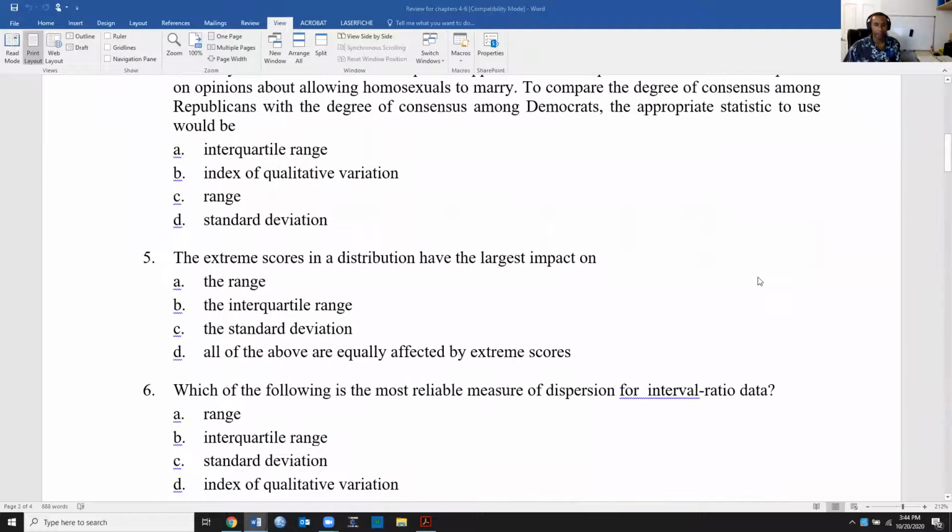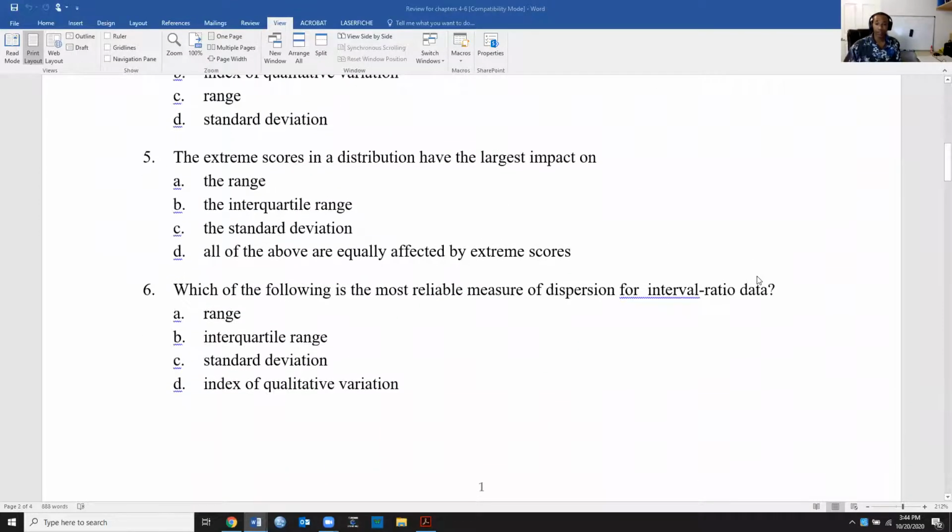Good. Okay, so the extreme scores in a distribution have the largest impact on what? Range. Good, so the answer is range. So obviously, if you think about what the range is, it's the difference between the highest score in the distribution and the lowest. So I'm going to draw what we refer to as a box plot. So we have the highest, we have the lowest.